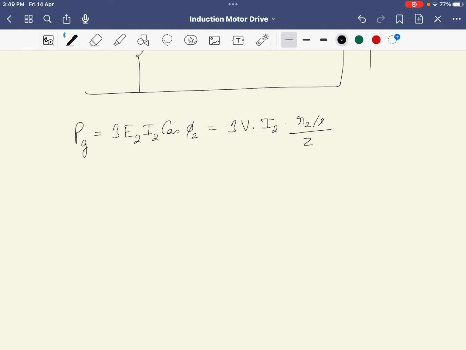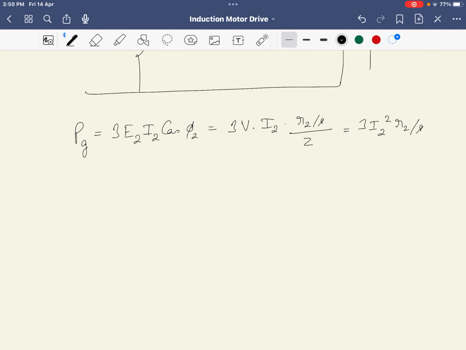So we can rewrite this as 3 times V by Z. These two terms can be taken together, that is again given as I2. So I2 square R2 by S. So this is the expression of the air gap power, PG.